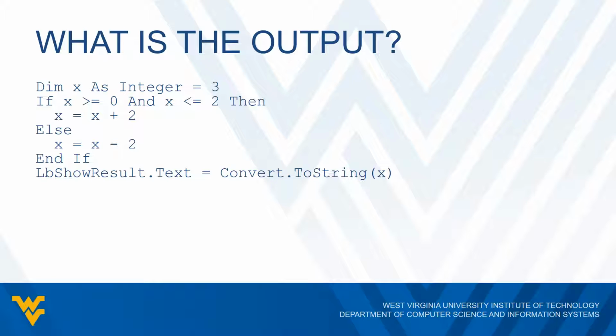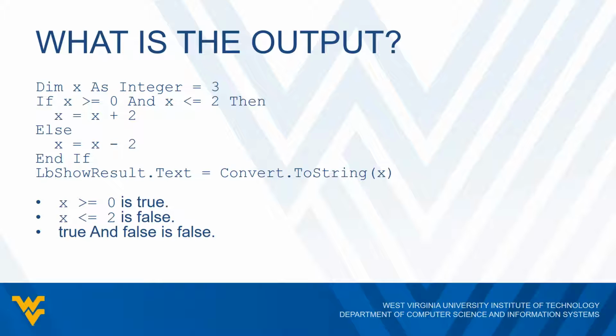Now we'll take the same code from before, but change the initialization. So x is now going to be initially 3 instead of 1. How is this going to affect our output? Well, let's evaluate both of our conditions to see if they're true. Is 3 greater than or equal to 0? Yes. So x greater than or equal to 0 is going to be true. Now we need to check if 3 is less than or equal to 2. Well, it's not. So x less than or equal to 2 is false. So we have true and false. And since both have to be true for the whole thing to be true, we have false.